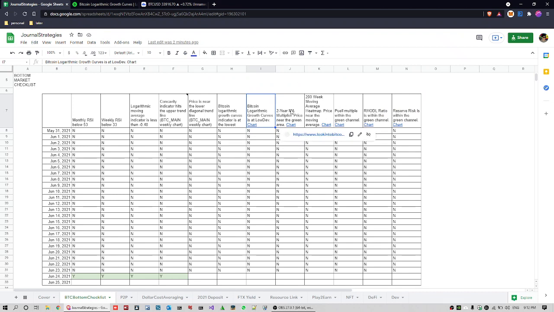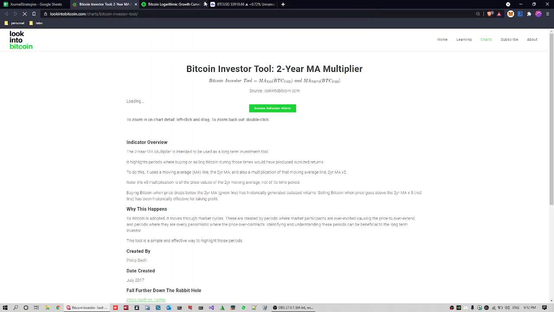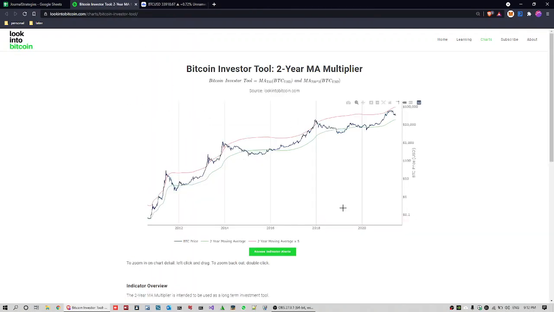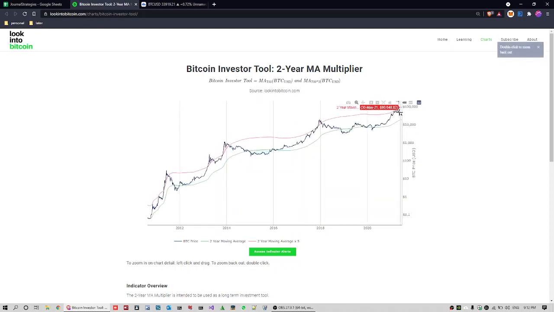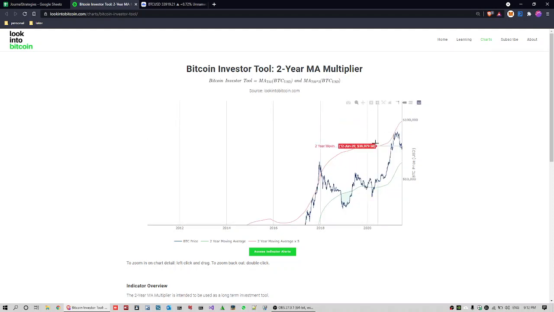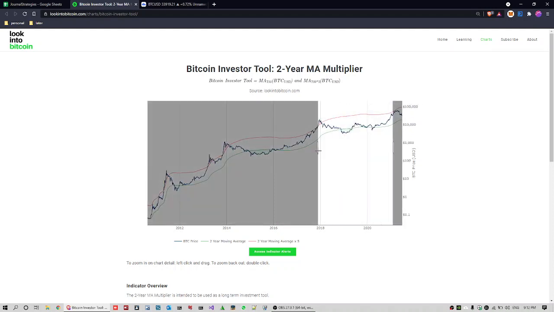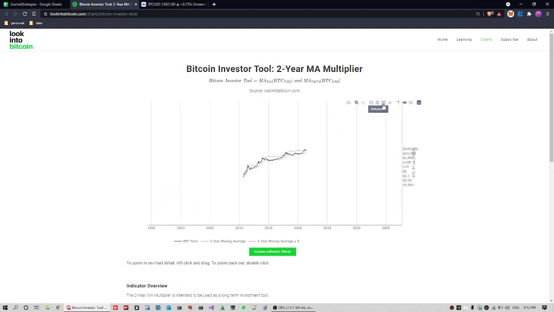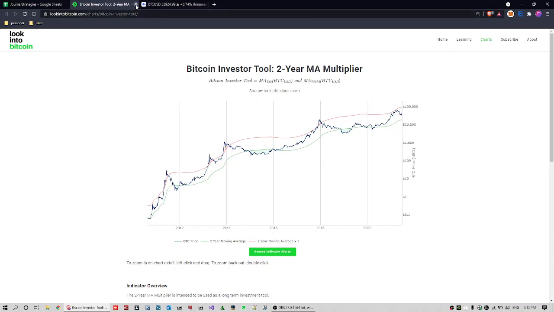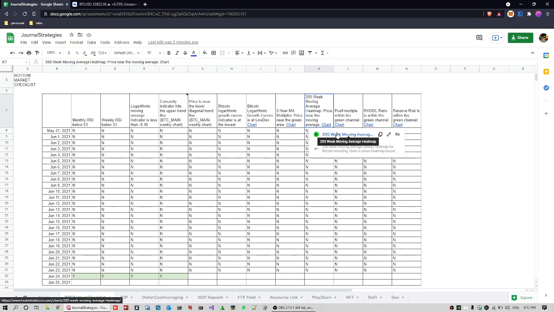Okay, and then the next checklist is the 2-year multiplier. Price should be near the green area. Let's close it. Okay, so the price should be near this green moving average. Right now let's zoom in and check. Anyway, let's move on to the next checklist.